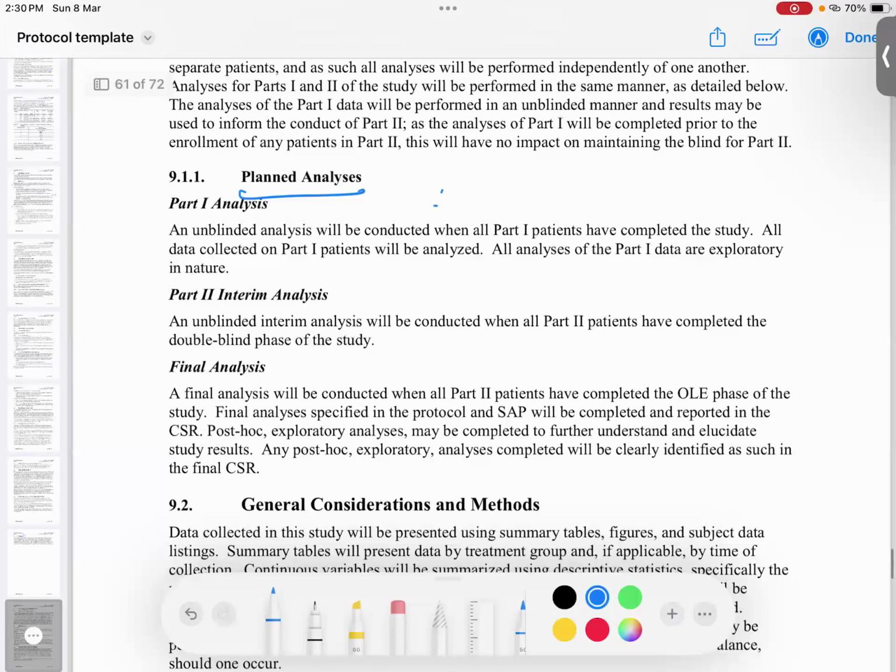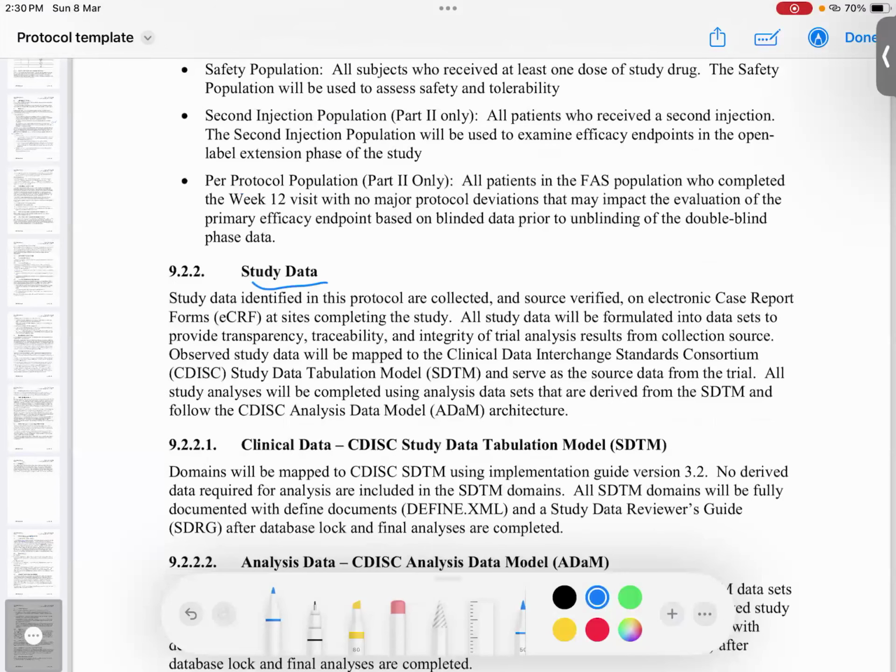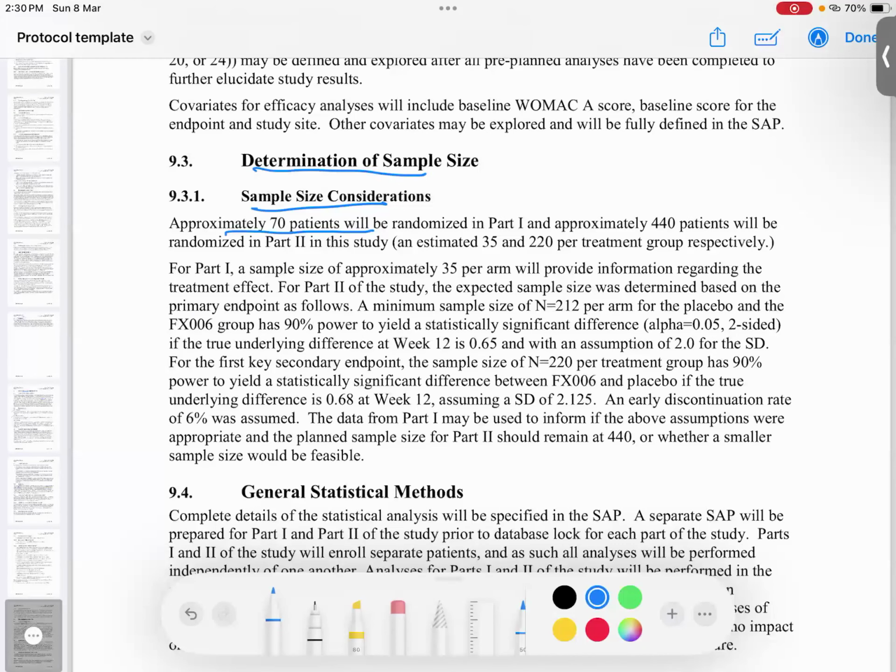And now suppose you are in a CDM team. These CRFs will be prepared by you. See, this sample size, this whole thing: approximately 70 patients will be randomized in part 1 and 440 will be randomized in part 2 of a study. This whole calculation which is given here is provided by STAT.